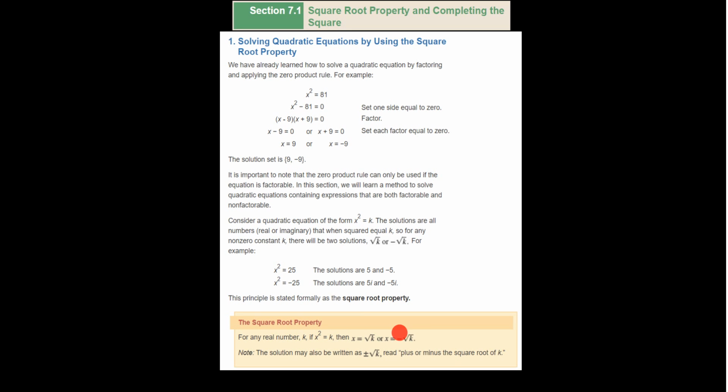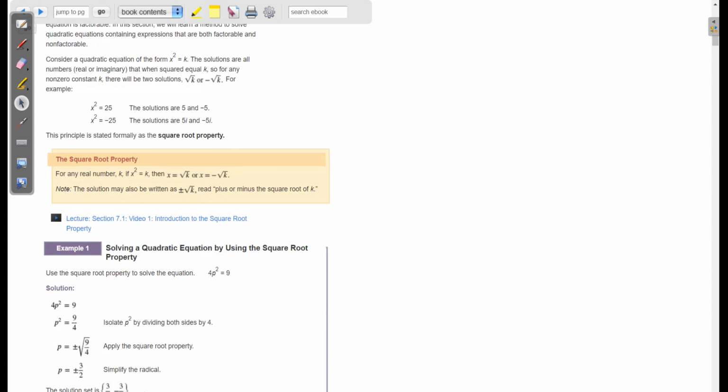Okay, and that makes sense, right? Because if we take the square root of 81, we have to take the positive and negative components of the square root of 81, and that's how we get positive 9 and negative 9. And of course, we see that down here in our square root property. We take the positive of the square root and the negative of the square root. And we can also write it as plus or minus the square root of k. All right, so let's look at some examples.